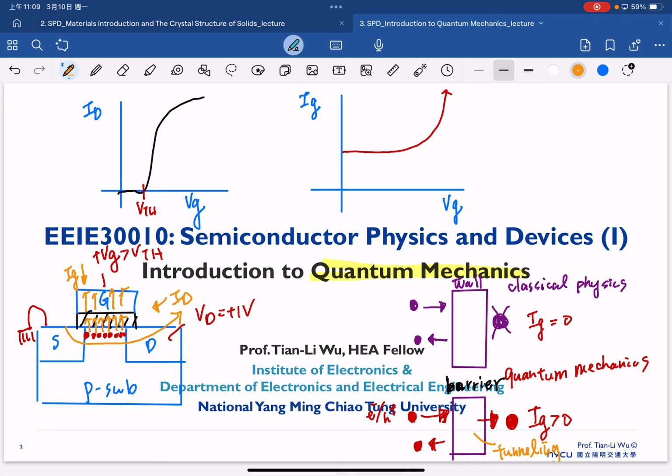And this tunneling mechanism is highly related to our gate bias. That means once you increase the gate bias, the tunneling phenomenon will become more and more obvious here. So that's why we need to understand quantum mechanics, because the leakage current cannot be understood using conventional classical physics, but can only be understood by quantum mechanics, where we have the tunneling mechanism. That's the purpose of why we have to understand quantum mechanics.